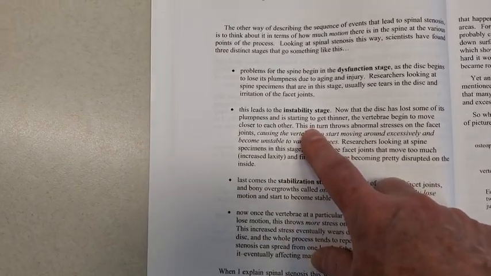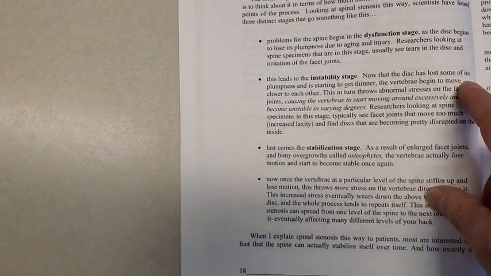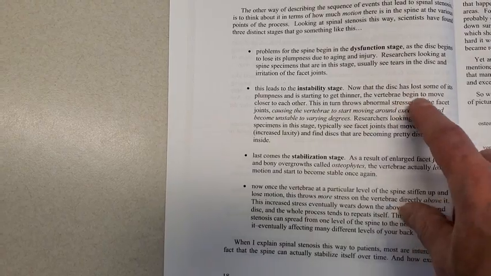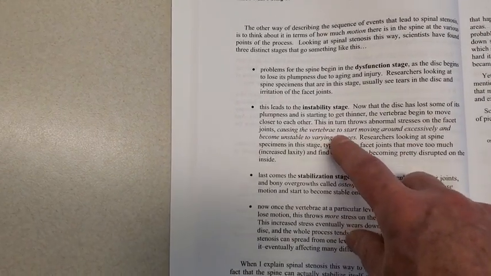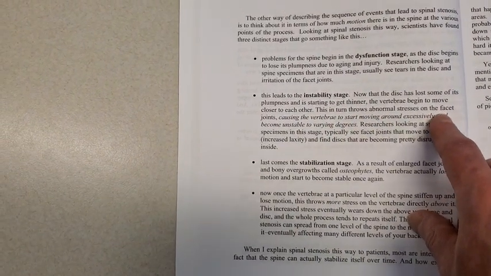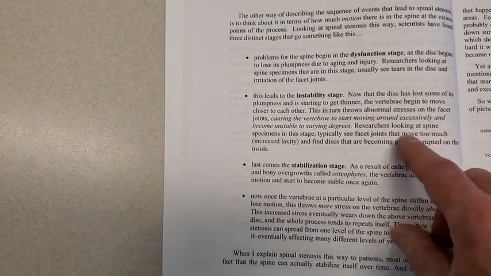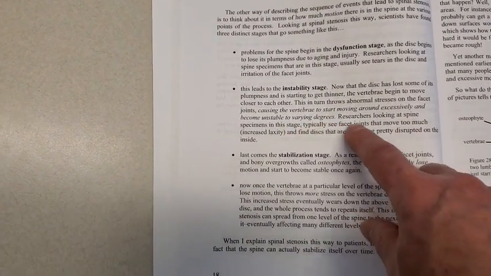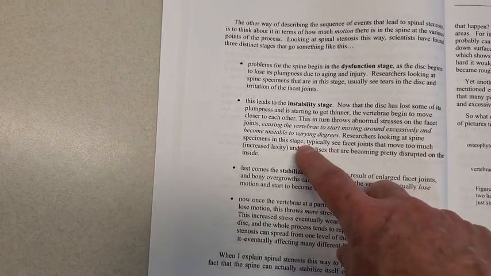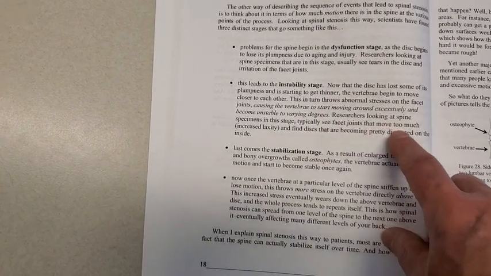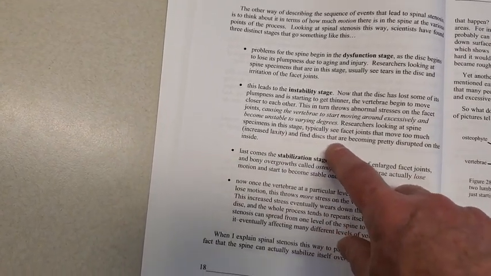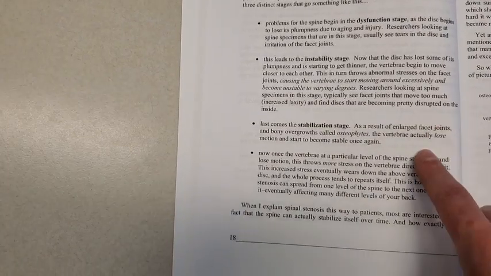This leads to the instability phase. Now that the disc has lost some of its plumpness and is starting to get thinner, the vertebrae begin to move closer to each other. This in turn throws abnormal stresses on the facet joints, causing the vertebrae to start moving around excessively, so you have excessive motion, and become unstable to varying degrees. Researchers looking at spine specimens in this stage typically see facet joints that move too much, increased laxity, and find discs that are becoming pretty disrupted on the inside.